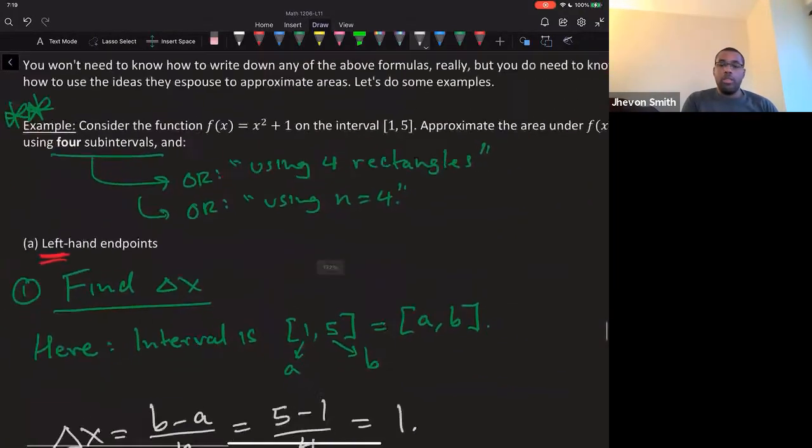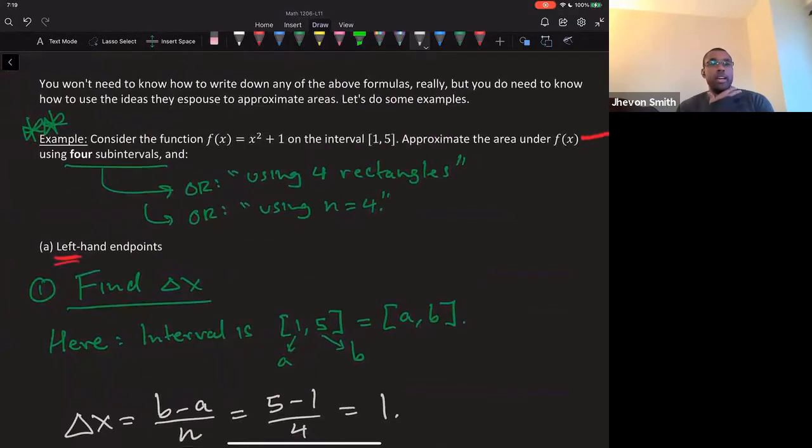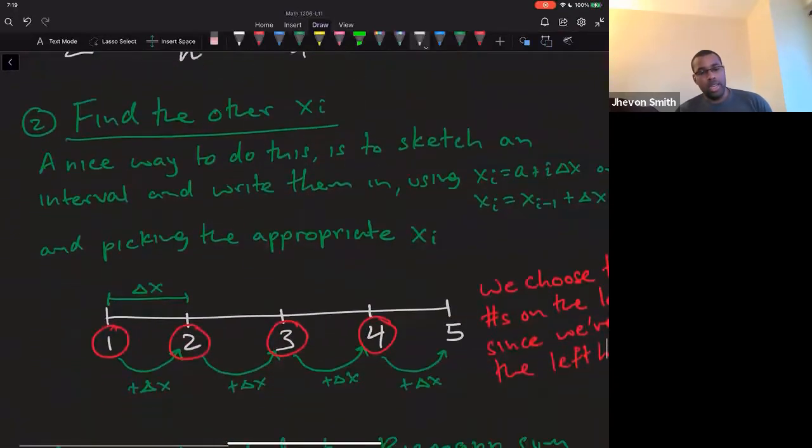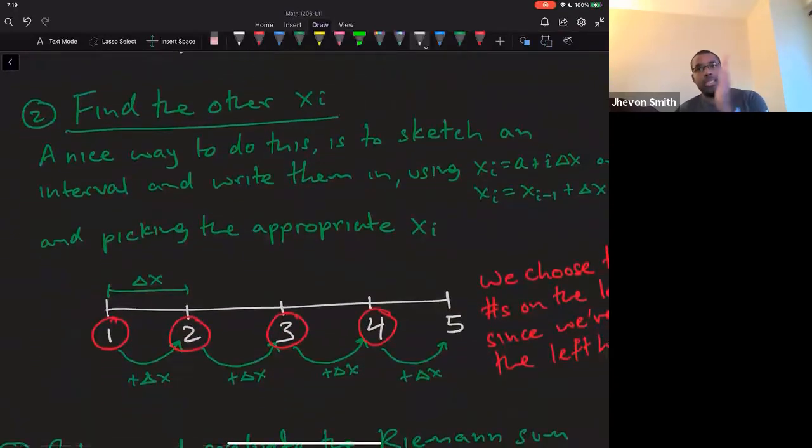I'll give you a function that I want you to find the area under on some interval. I'll tell you what method I want you to use and how many rectangles or subintervals I want you to use. So for example, if I say the left hand, first thing you're going to do is find delta x. You're then going to find the other xi by dissecting it, starting from the left endpoint and keep adding delta x until you get to the right endpoint.